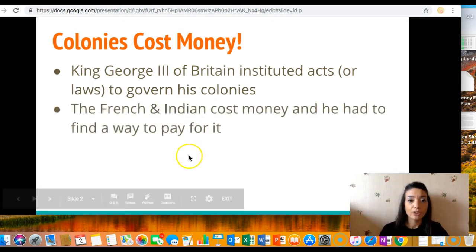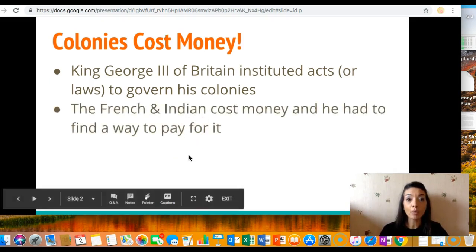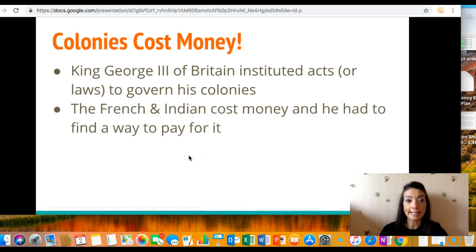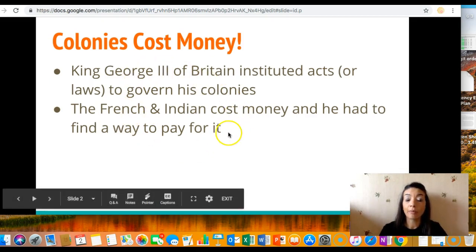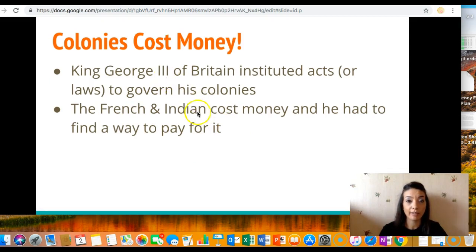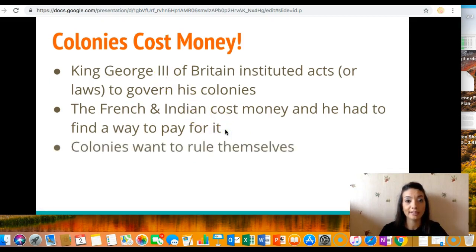Okay? So this note reads that the French and Indian War cost money and he had to find a way to pay for it. Wars are costly. You have to pay for your soldiers. You have to feed them, clothe them, house them, keep them safe, right? Weapons cost money. So the French and Indian War that the British were a part of cost money, and King George had to find a way to pay for it.